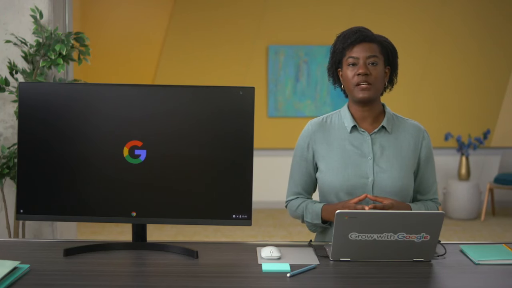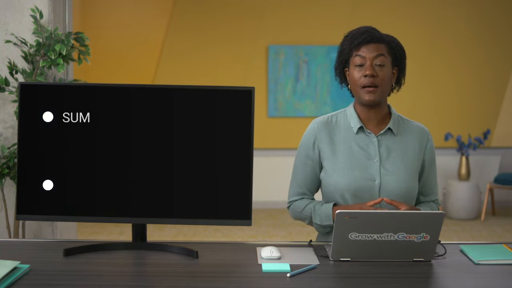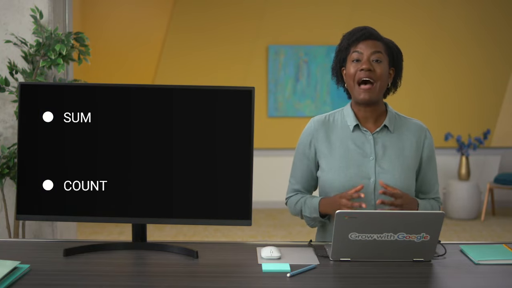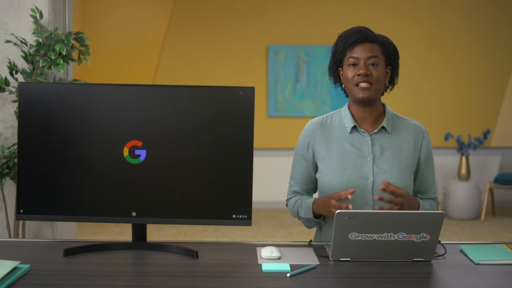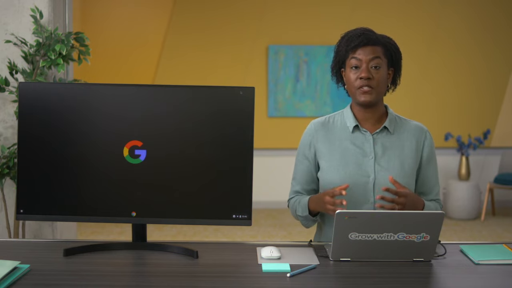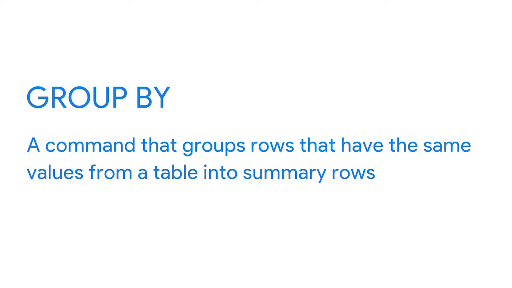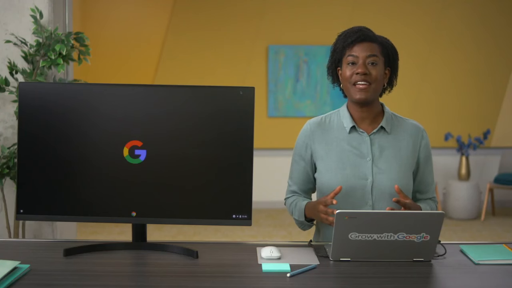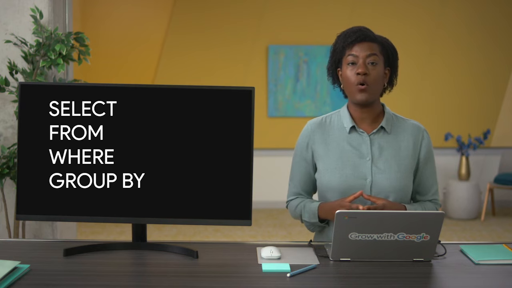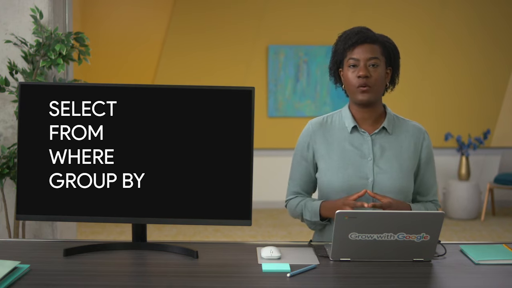These commands are usually paired with aggregate functions like sum or count. We'll show you how you can use these commands and functions to calculate and summarize data from groups of rows in a table. Let's explore the group by command first. Group by is a command that groups rows that have the same values from a table into summary rows. The group by command is used with select statements. In a basic select from or select from where query, group by comes at the end of the query.